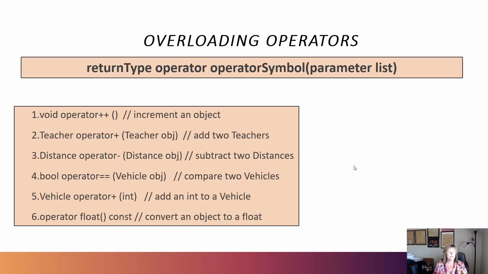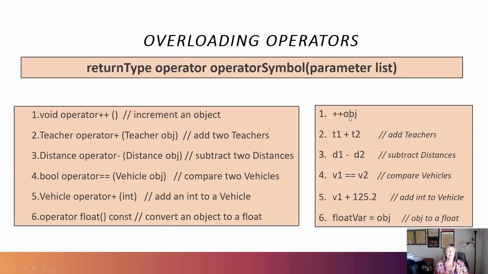Number 5, we are going to add an integer to a vehicle, whatever that means. We're going to have to decide what that might mean. And then number 6, we're actually going to overload the typecast operator, so to see if we can convert an object to a floating point.